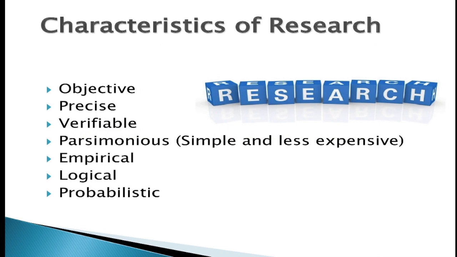So, here comes the basic characteristics of research. The first one is objective. The second one is precise. It should be as clear as possible. Then it should be verifiable. Then parsimonious. It should be simple and less expensive. Empirical, logical, and then probabilistic. These are all the components or characteristics of research.